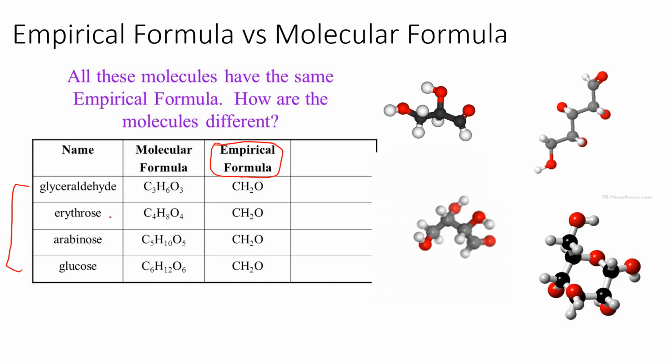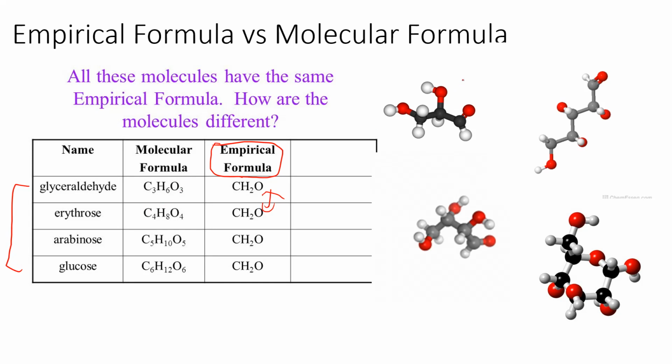Let's look at erythrose. Its molecular formula is C4H8O4. If we divided everything by 4 and got it to the simplest ratio, we would get CH2O. The exact same thing as glyceraldehyde. Same with arabinose. Divide everything by 5, we get CH2O again. And glucose, divide everything by 6, we get CH2O. So they all have the same empirical formula because the proportions of the elements with each other are all the same, but they have different molecular formulas because they're fundamentally different molecules, okay?